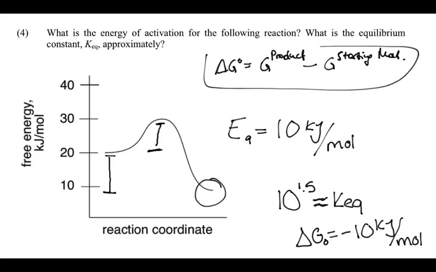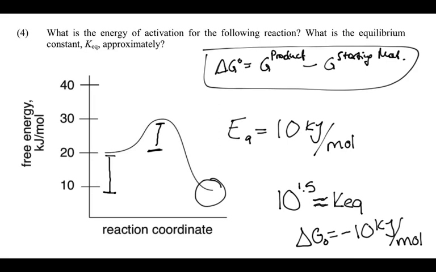Okay, so now the free energy of the products here is 10, right? The free energy of the starting materials is 20, so 10 minus 20 gives minus 10, okay? And so it's negative, so that means free energy is released in the reaction. So does that make sense? This looks like a really simple question, but actually, applying the rule of thumb and everything, it makes it a little harder.